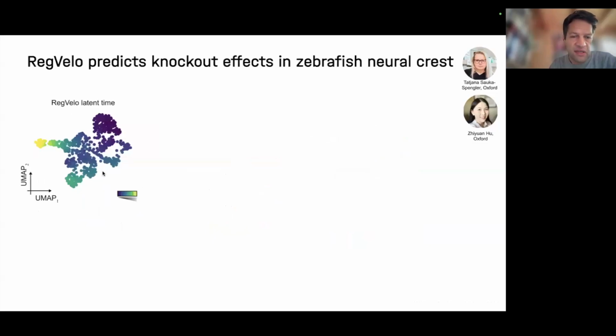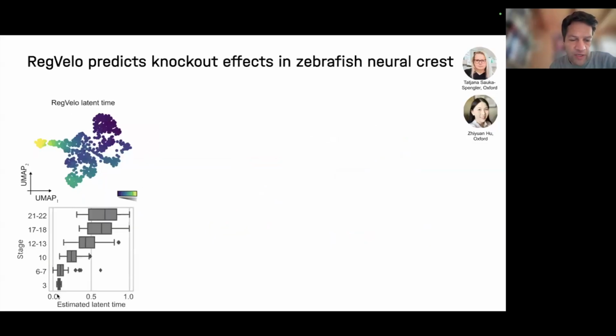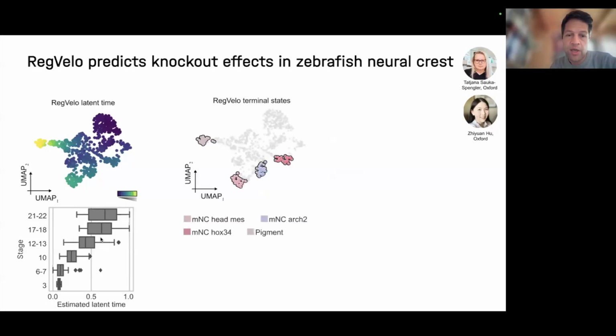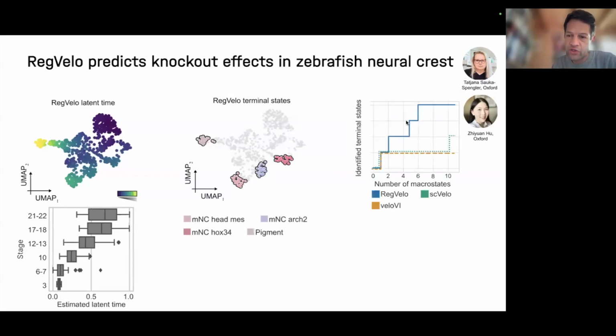So first we get a latent time, and we can show that this latent time actually associates correctly with the different staging of this neural crest growth, which is nice. We had multiple time points, and those multiple time points fit to the latent time that the model estimates. But we can also see what the terminal states are that this model predicts. So where would those cells flow into? What would be those wells in the Waddington's landscape? And they actually are consistent with real ones that people would expect in this neural crest formation. We can also show that this model does it much more robustly than existing ones.